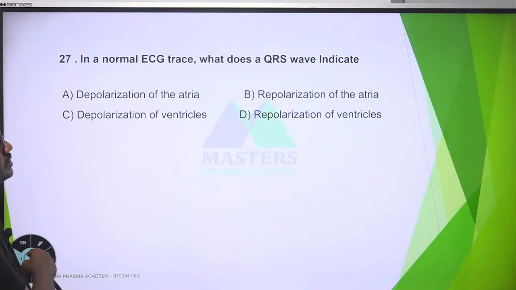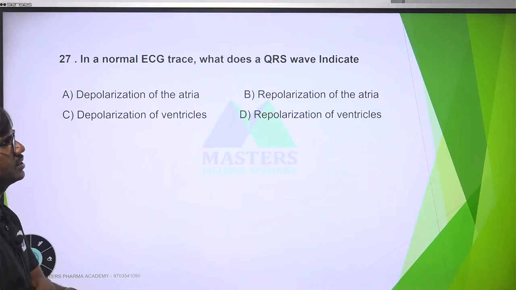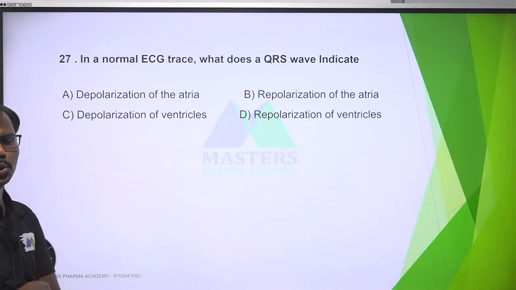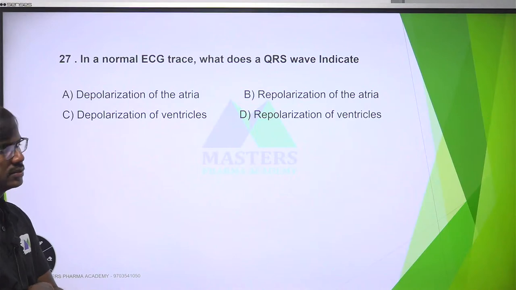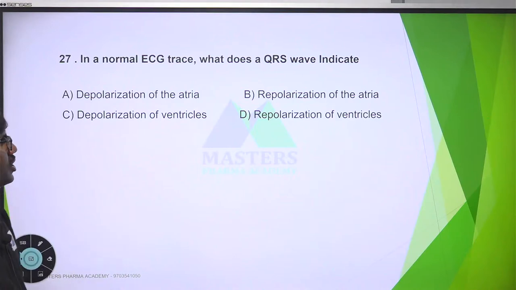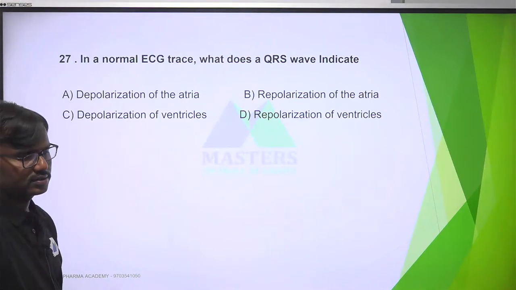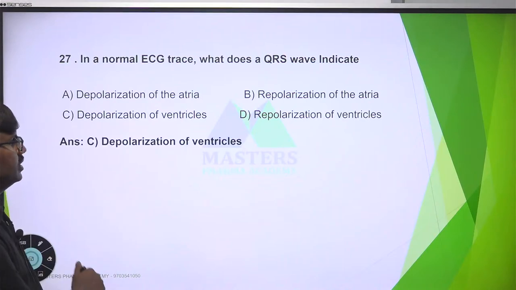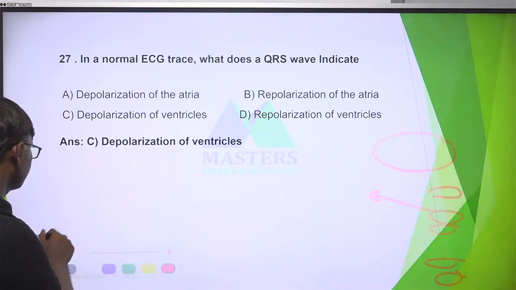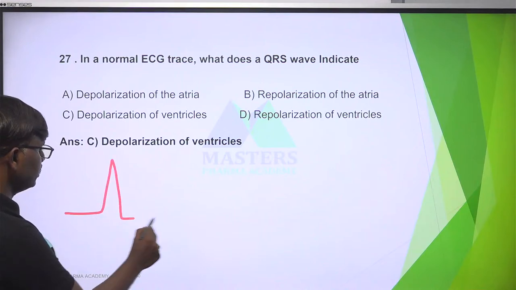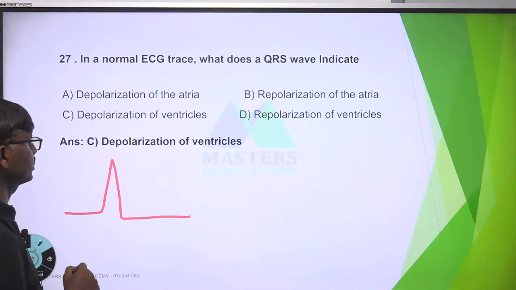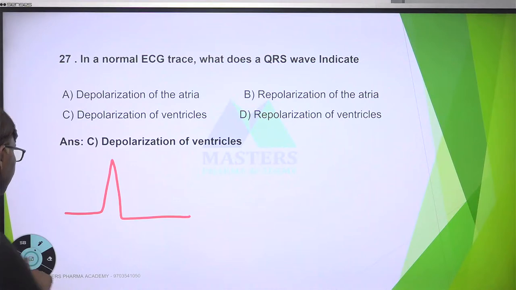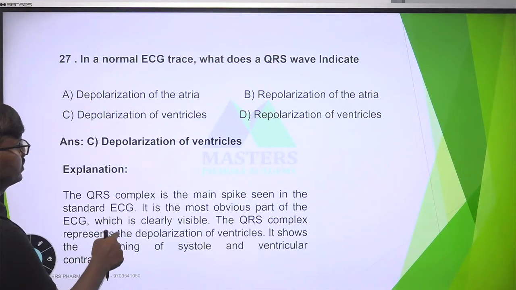In a normal ECG trace, what does the QRS wave indicate? Depolarization of the atria, repolarization of the ventricles. The answer is QRS. I will show you the picture. Depolarization of the ventricles, that is QRS.